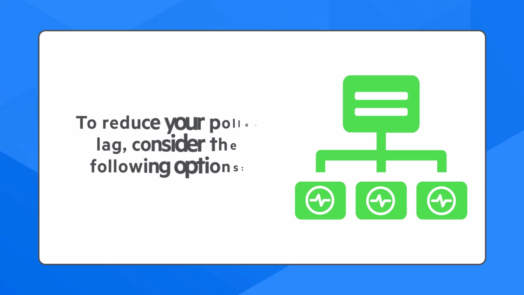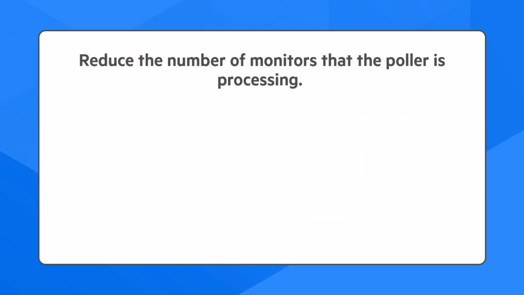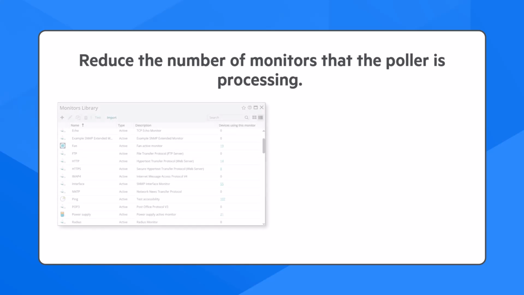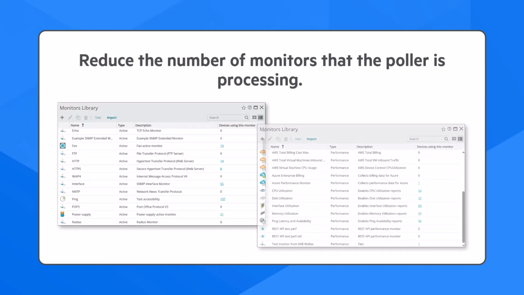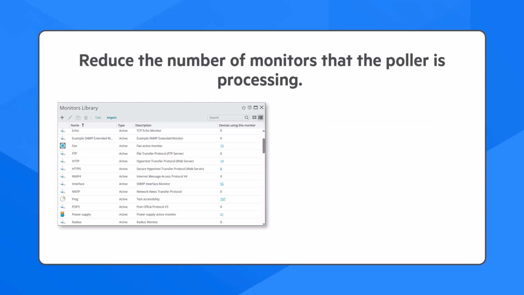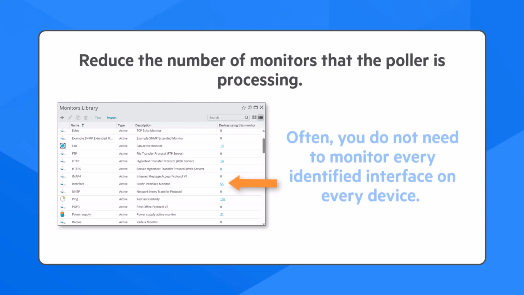To reduce your poller lag, consider the following options. Reduce the number of monitors that the poller is processing. Review your existing active and performance monitors and disable those monitors that are not required. A good place to start is with your interface active monitors. Often you do not need to monitor every identified interface on every device.